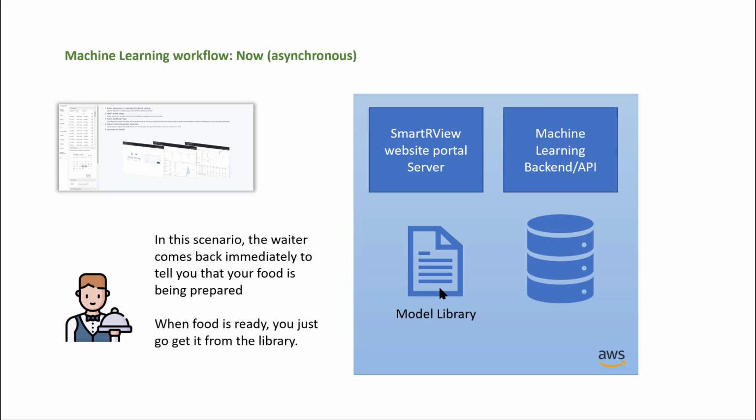Once it's in the model library, you can access it at any time. It's essentially just a collection of built models that aren't erased. They're there permanently until you erase them. So it's more like a waiter that comes and tells you that your food is being prepared, and then when it's ready, there's a place to go pick it up. So I hope that explains how we've changed things.